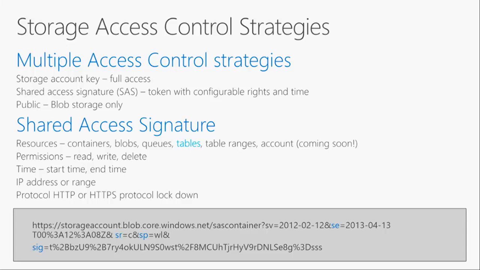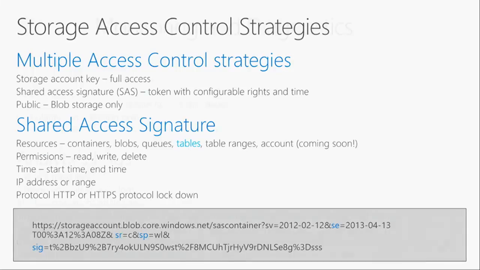Now, the shared access signature is just a string. You can see the little graphic that I have at the bottom there. It's just a string that you append to your URLs. And the token is actually generated from the storage account keys, so we can validate its authenticity on the back end.